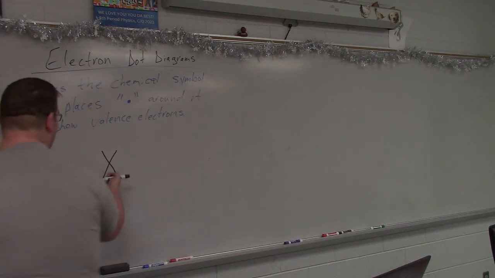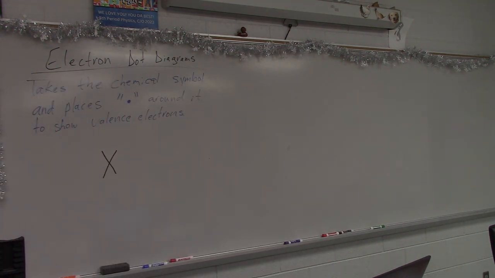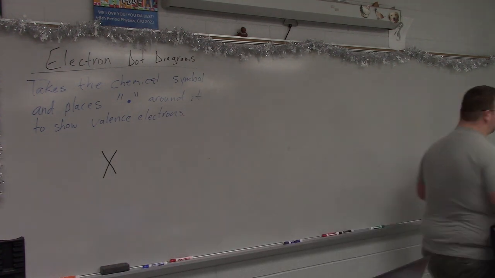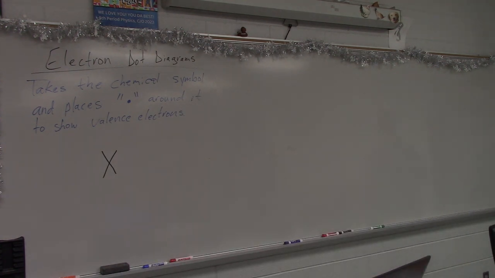Alright, so the variable X. What does the X stand for? It's the variable. You put any chemical symbol in there you want. C for carbon, K for potassium, Li for lithium, Be for beryllium. Doesn't matter. Tomorrow, I'm going to give you the elements you need to know for your element quiz. Easiest quiz I give you.